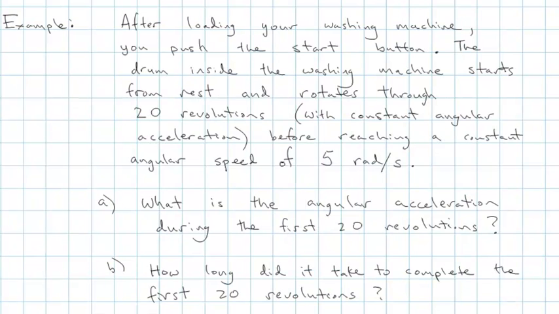After loading your washing machine, you push the start button. The drum inside the washing machine starts spinning from rest and rotates through 20 revolutions with a constant angular acceleration before reaching a constant angular speed of 5 radians per second. What's the angular acceleration during this first 20 revolutions? How long did it take to complete the first 20 revolutions? Pause the video now and try this for yourself. Then turn the video back on and I'll work through the solution.